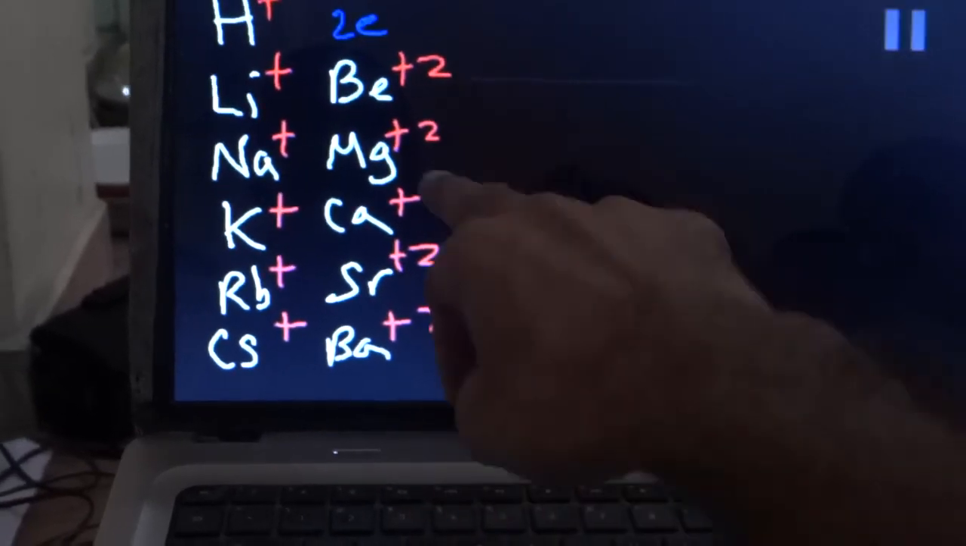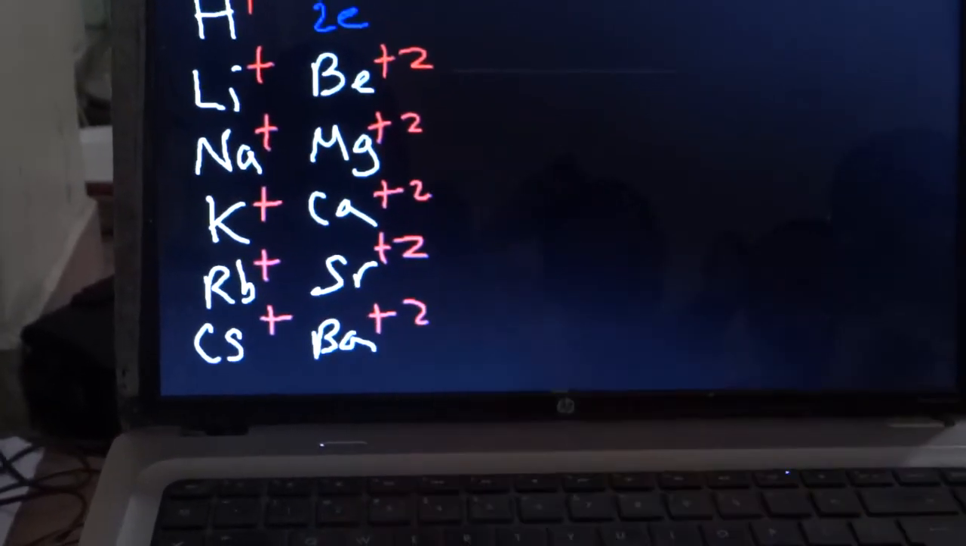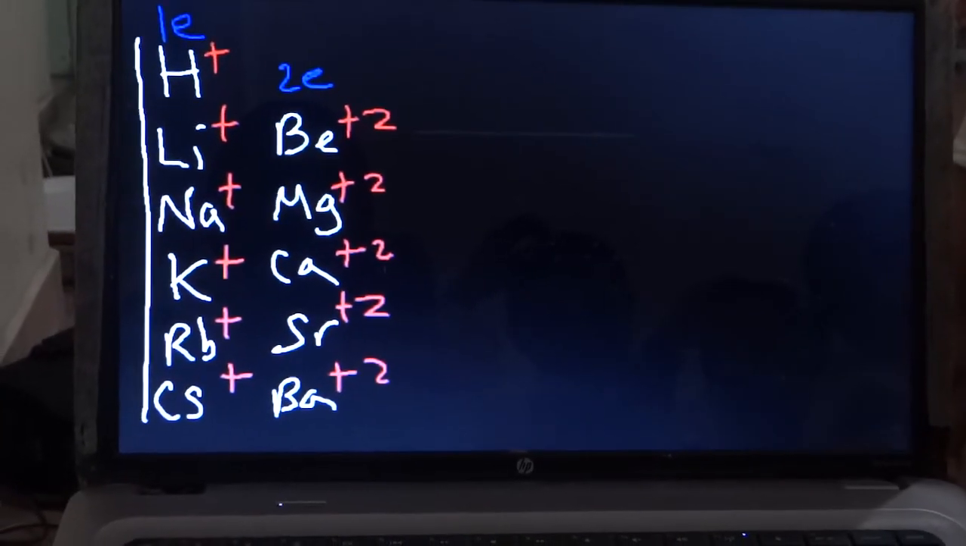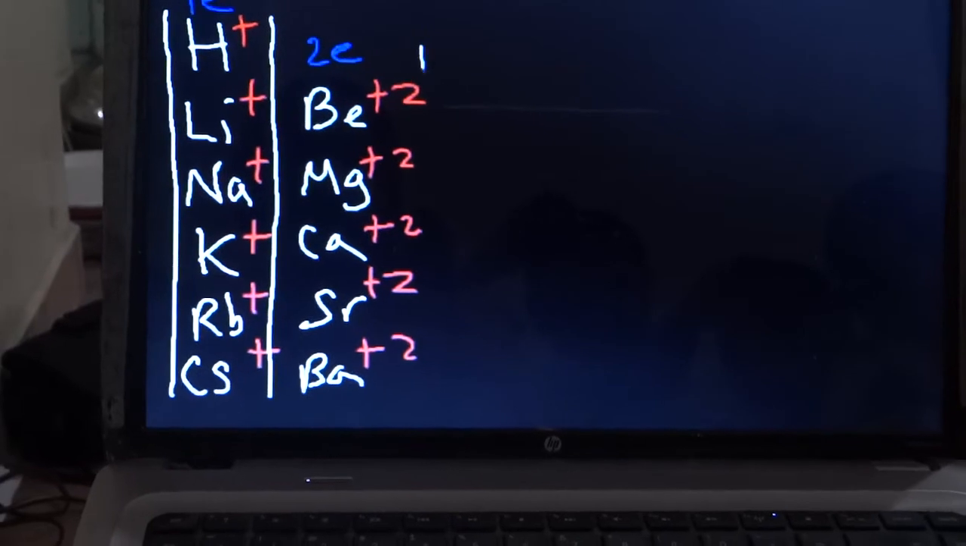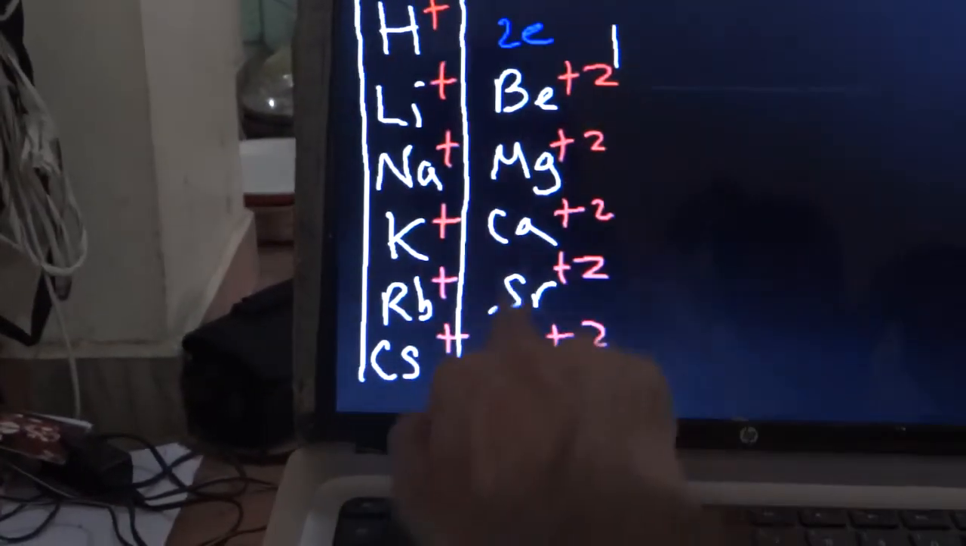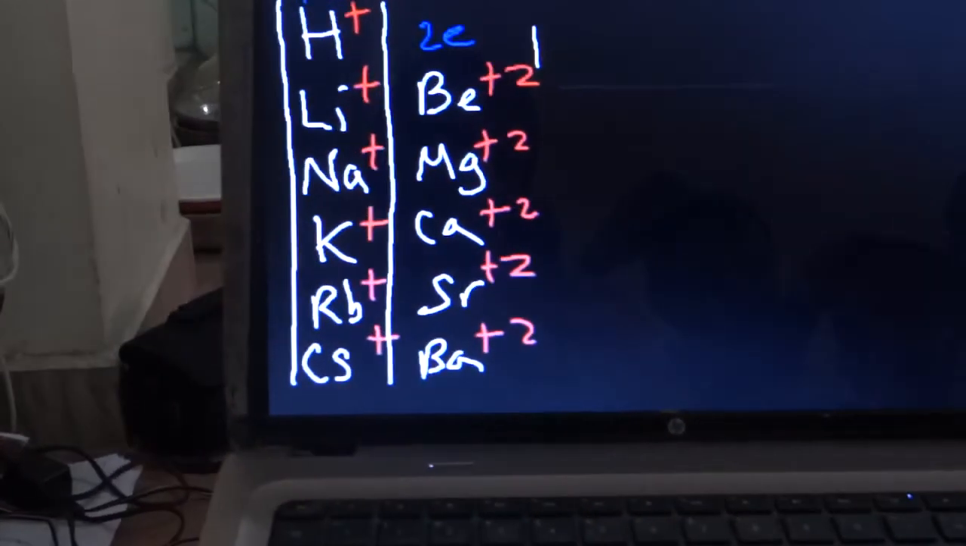This is beryllium, magnesium, calcium, strontium, barium. The vertical columns are known as groups in the periodic table. And these are known as periods, the rows.